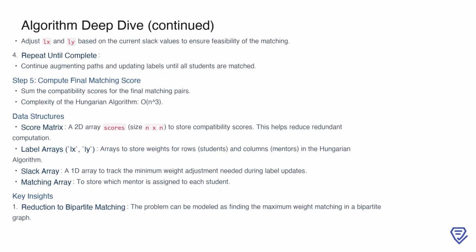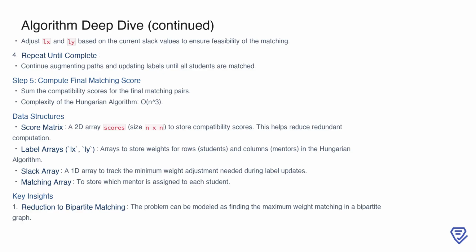The process of finding alternating paths, updating labels, and adjusting the slack array is repeated iteratively until all students are matched to mentors. Once the matching is complete, we compute the final matching score by summing the compatibility scores of the selected student-mentor pairs. The Hungarian algorithm operates with a time complexity of O(n cubed), which is efficient given the problem constraints where n is at most 100.